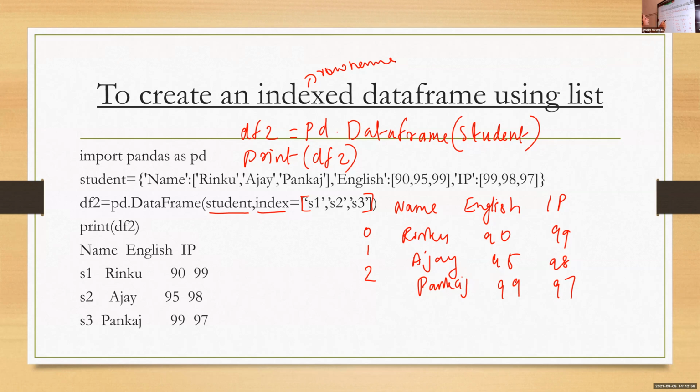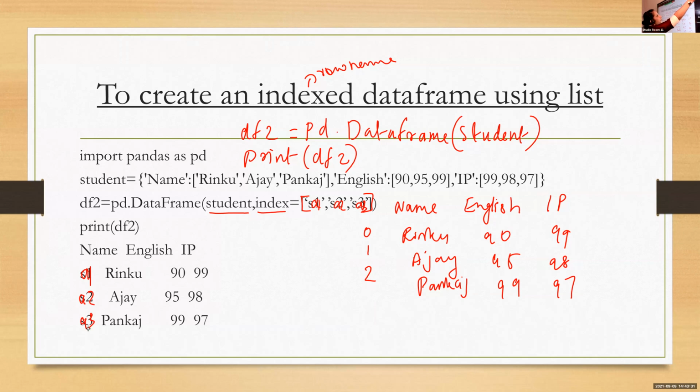Index is equal to, within square brackets, give 3 values, because we need 3 rows. So we want to give 3 row names. So S1, S2, S3. We can give any name here. Instead of S1, S2, S3, I want to place the row names as A1, A2, A3. You just give A1, A2, A3. So the output is A1, A2, A3. That is indexing.